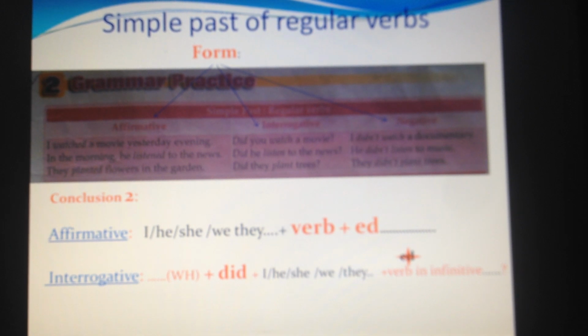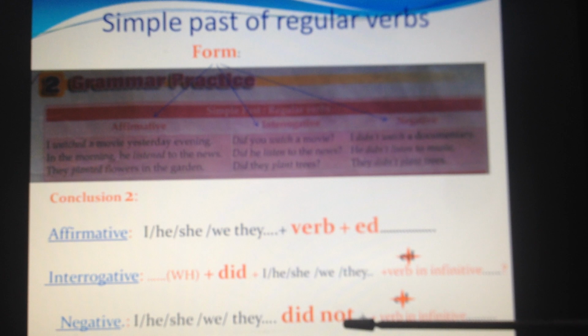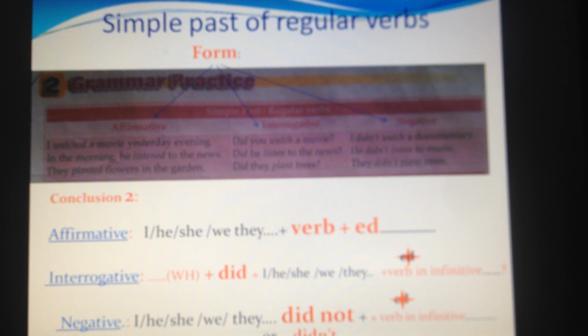All right, so let's move on to the negative form. I didn't watch a documentary. He didn't listen to music. They didn't plant trees. Okay, look carefully at the form. Yes, so I didn't, he didn't, they didn't: subject plus did not or didn't. Look at the verb: watch, listen, plant. So again, the verb doesn't change. The verb is in infinitive form. All right, good. So that's the last conclusion.